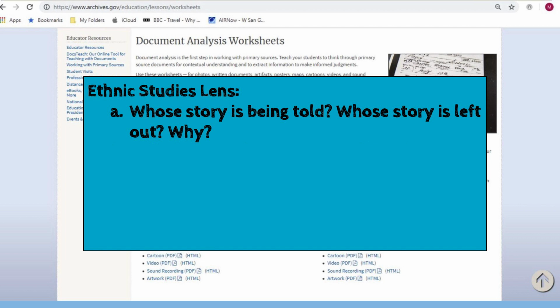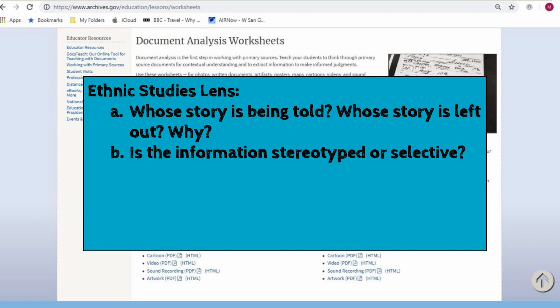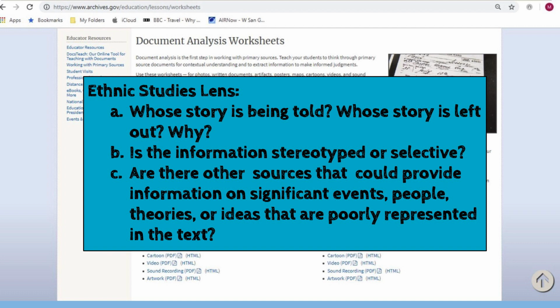Thinking about if the information is stereotyped, is it selective? Is it biased? Are there other sources of information that this is not addressing? For example, were there other events that are not represented? Were there other ideas that are maybe not part of this document that I'm reading? And where can I find that information? It may not be readily available. It may take some digging, but having students just raise that question, like, well, this is only one perspective. And if there are no other perspectives, if there are no other documents, questioning that, well, why is that? And what does that tell you about the history of that community?